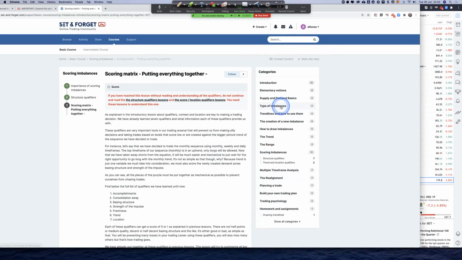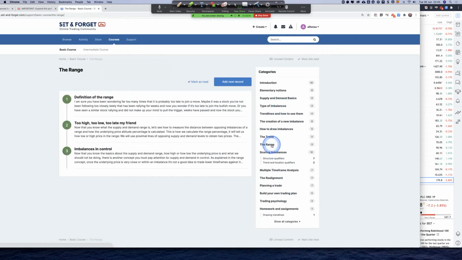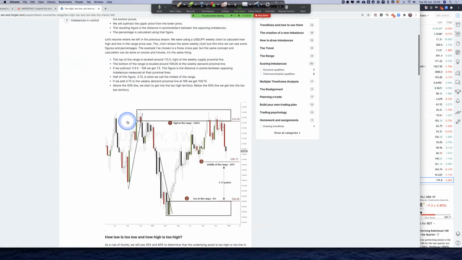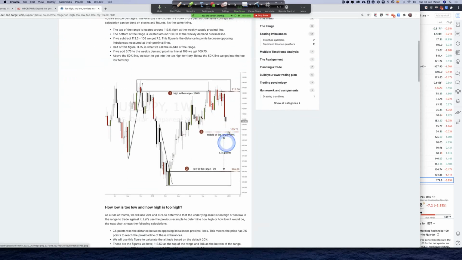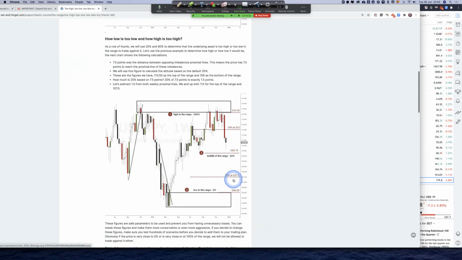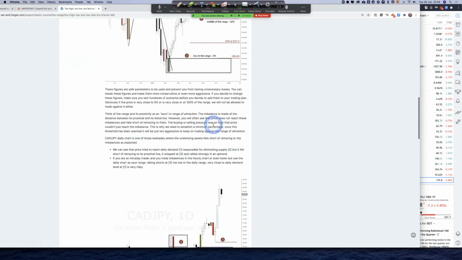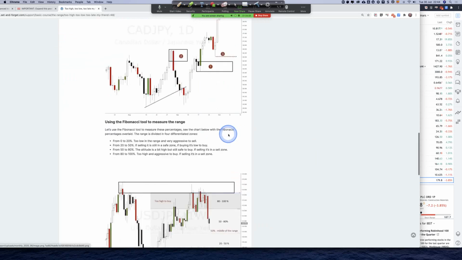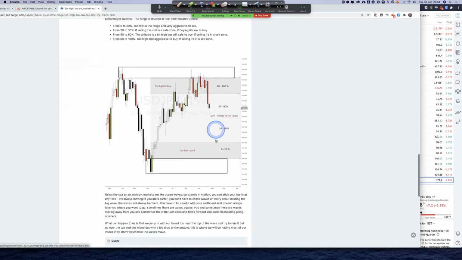This is like a small preview of what I'm doing, okay? Like too high, too low, too late, my friend. So here I am using the calculations to tell you when it is too high, when it is too low. As you can see, this is completely different to the previous course, okay? This is the Fibonacci being used to see these ranges within the range. Too high, in the middle, too low, getting too low for longs.